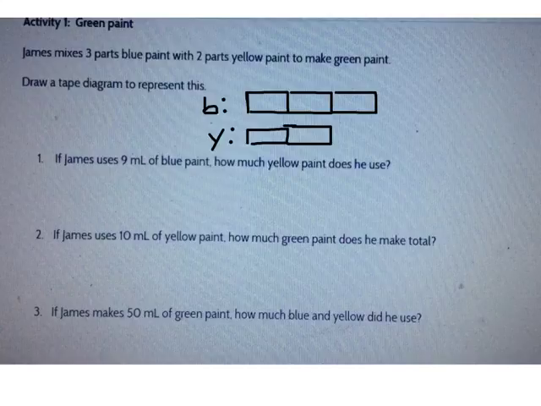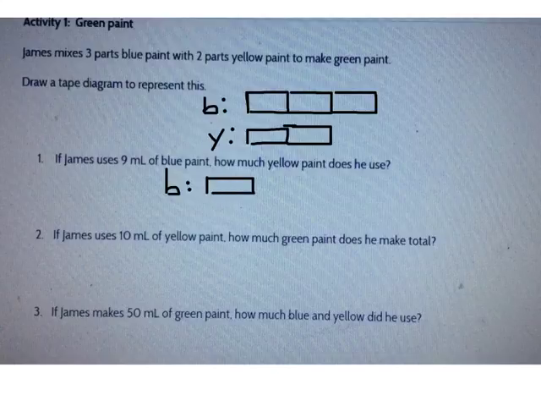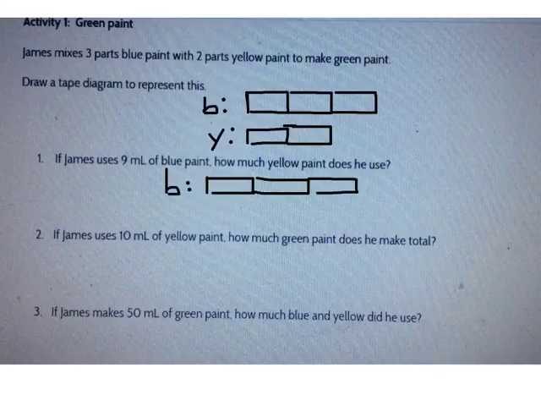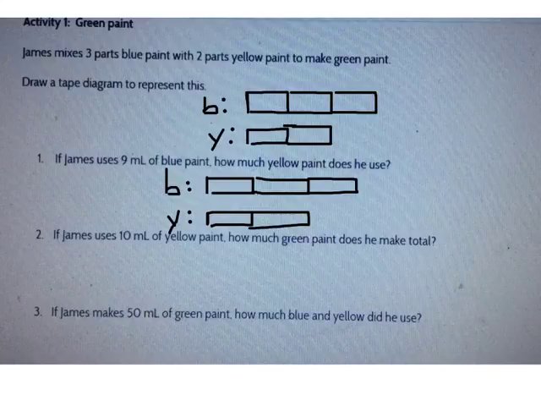I can repeat that tape diagram to solve problems. If James uses 9 milliliters of blue paint, how much yellow paint does he use? First, draw on your paper your tape diagrams. Three parts blue and 2 parts yellow. If James uses 9 milliliters of blue paint, that means when I add all 3 of these boxes together, I'm going to get 9. So what number does each box represent? If 3 represent 9, I can split that 9 into 3 groups, and each box is worth 3. That means that each box of yellow is also worth 3.